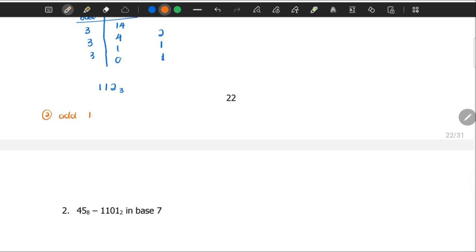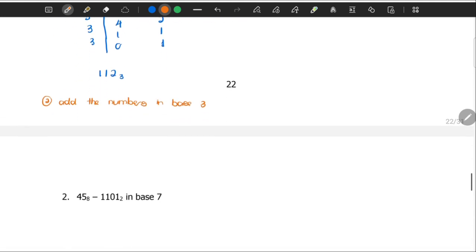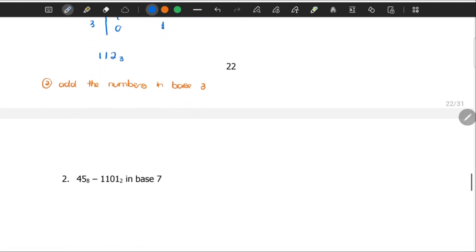Then the second part is to add the numbers in base 3, since now they're both in base 3. So now it becomes 1,212 base 3 plus 112 base 3. Again, you put it in abacus form, which is 1,212 base 3 plus 112 base 3.